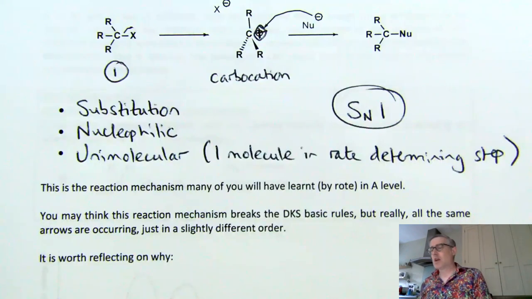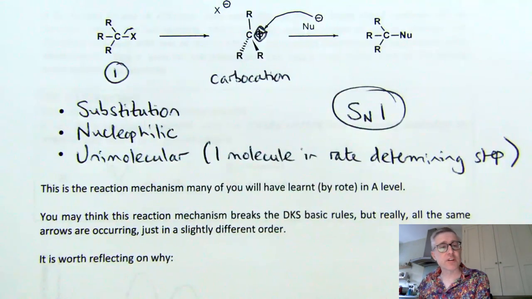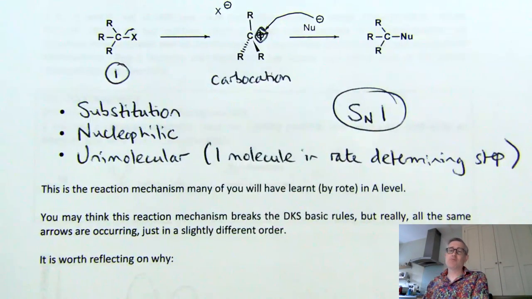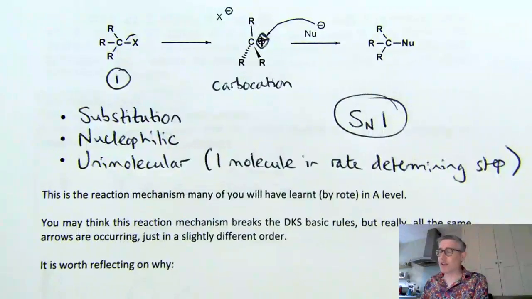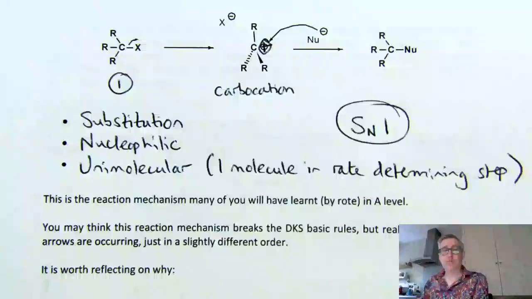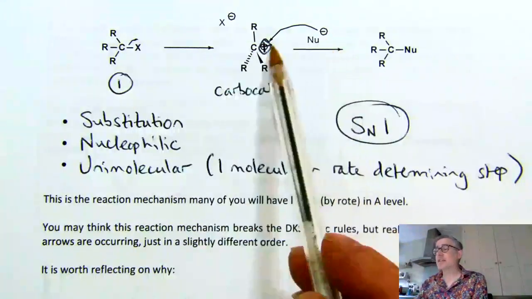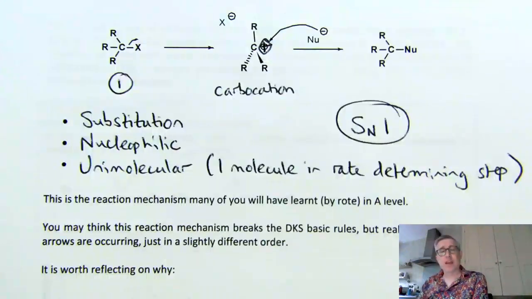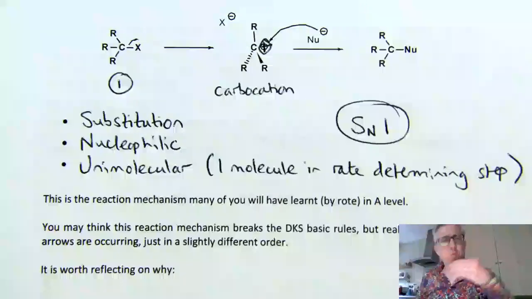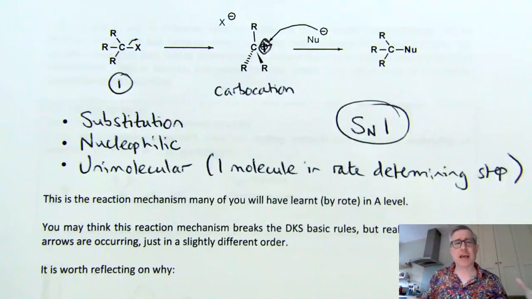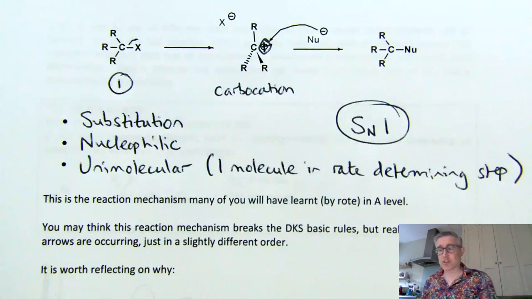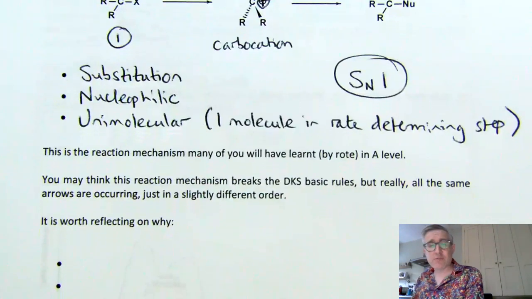Okay? Now you might think that this mechanism breaks my basic rules, okay? Because we're not finding the negative charge in the first step. But really all the same arrows are occurring, just in a different order, right? We're breaking a weak bond, then we're attacking with a nucleophile from the negative to the positive. And it's worth reflecting on why those arrows are happening in a slightly different order. And there are a couple of reasons.